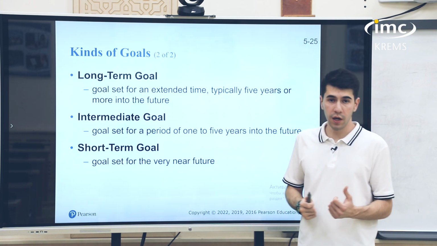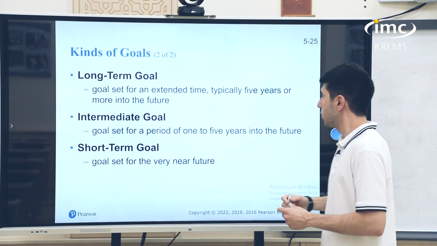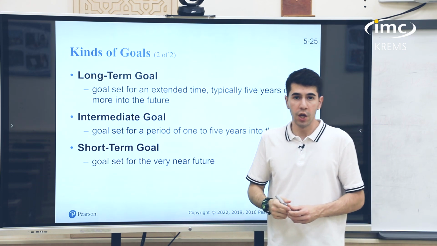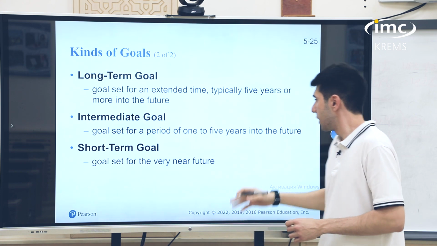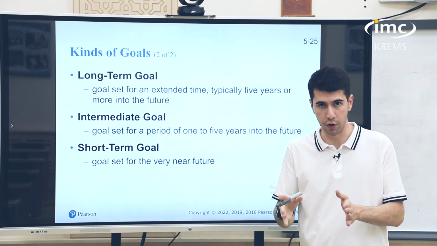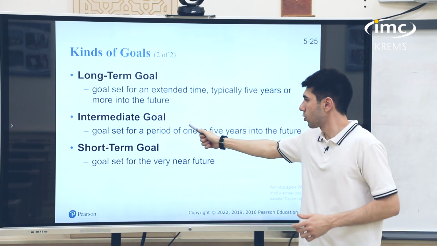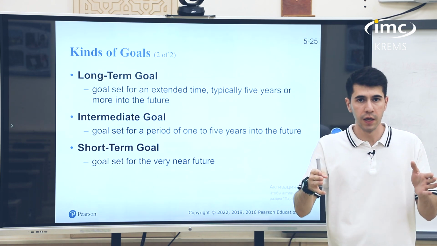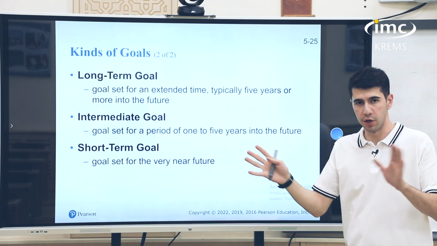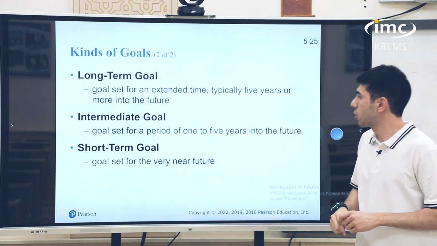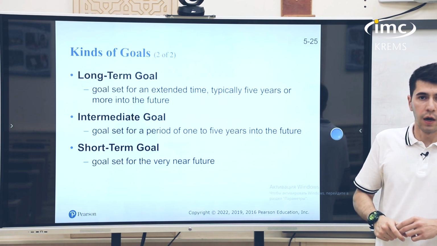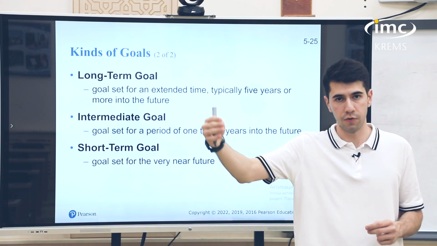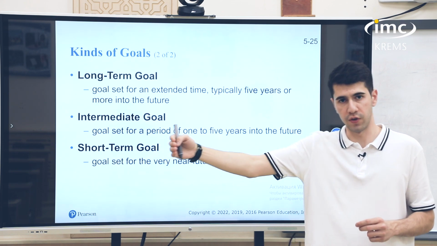So let's talk about kinds of goals. There are three of them: long-term, intermediate, and short-term. Short-term goals are usually set for the near future. Intermediate or mid-term goals are set for a certain period of time, within a 5 year period. And long-term goals are planned for the future. It can take 5 to 10 years to 15 years, for example.